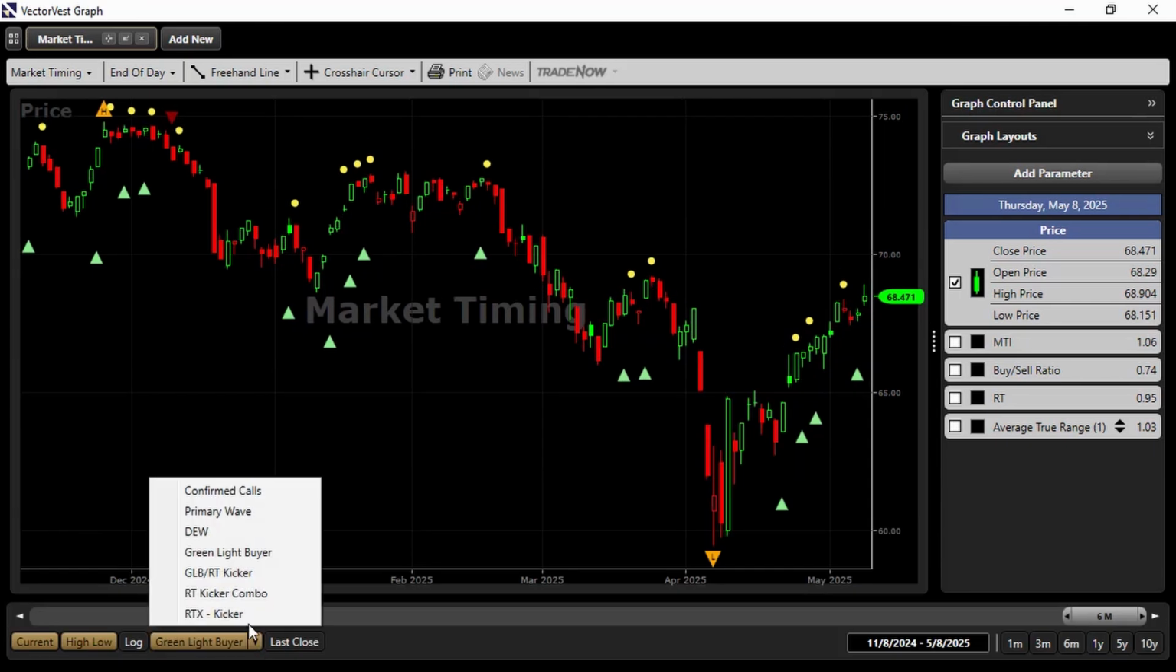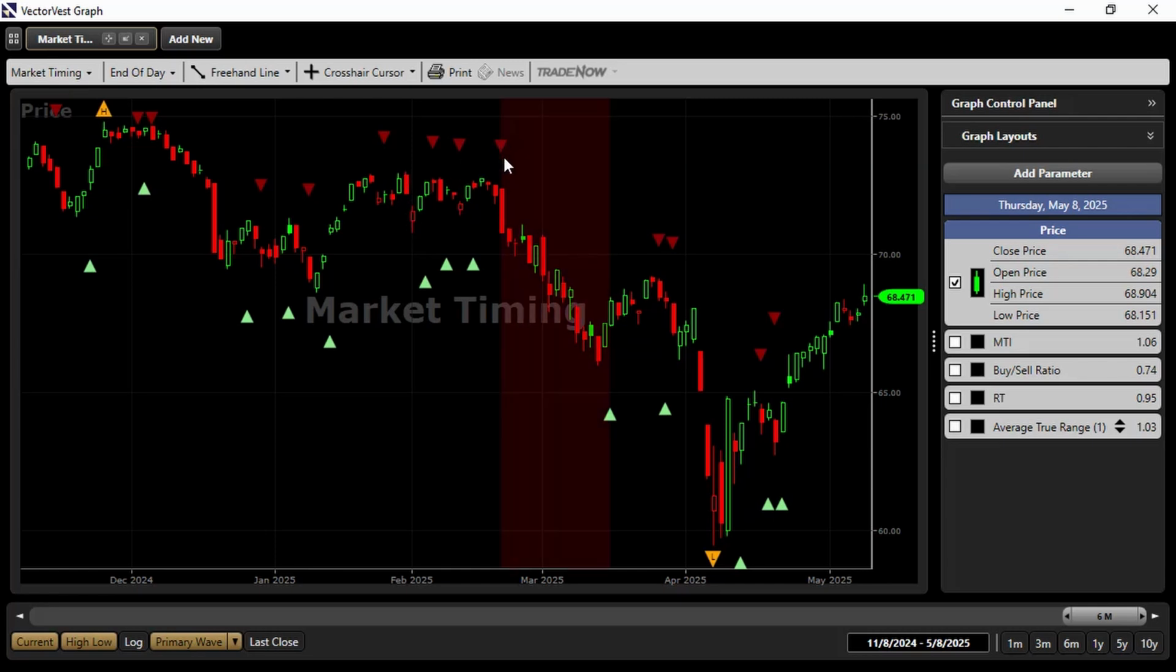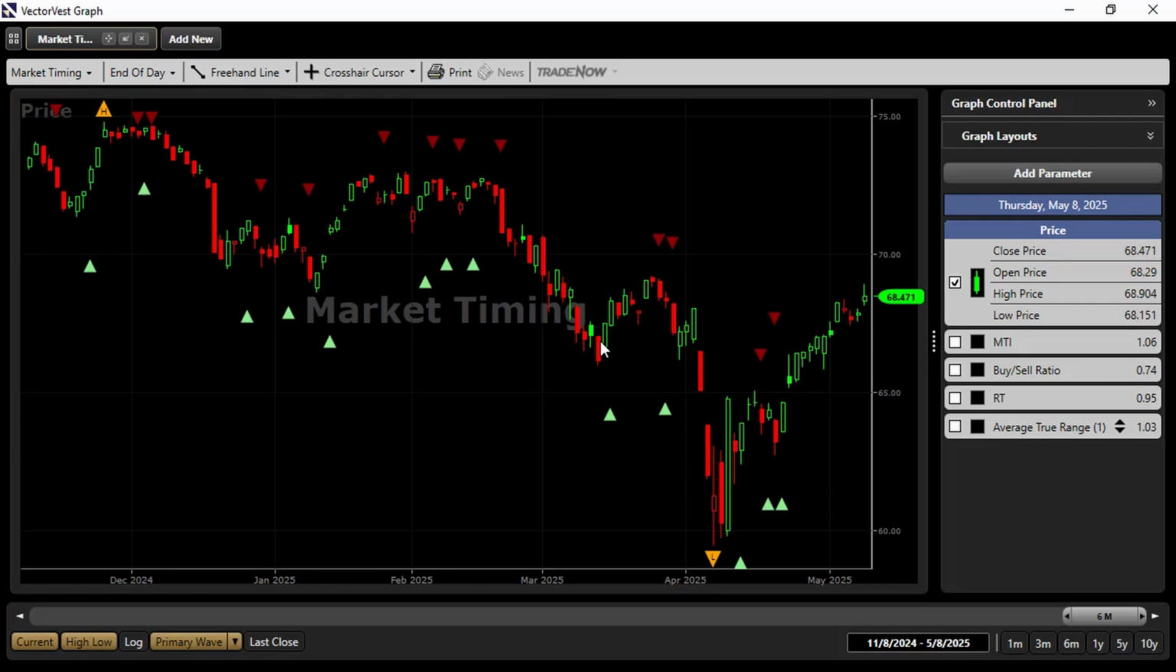And finally, our fastest timing signal, the primary wave, has many more signals and is much quicker to change direction, particularly in oscillating markets. So when the market's moving sideways, you'll see these fire off in quick succession. It's a little choppy as a trading signal, except for the most aggressive traders, but it is also the most sensitive signal and the first to pick up the change in direction.